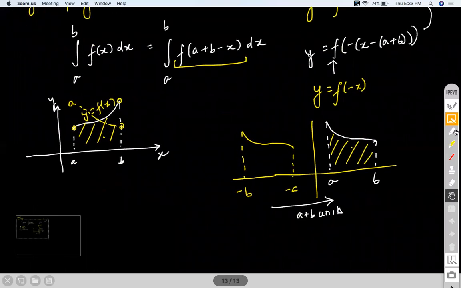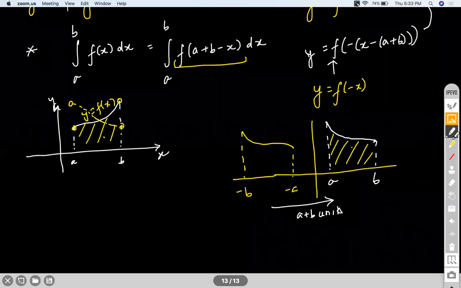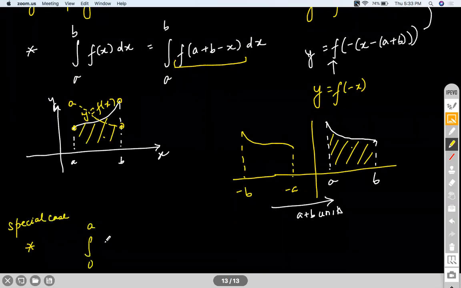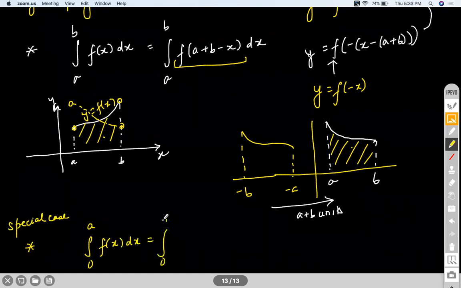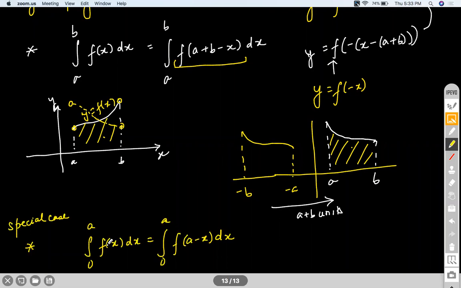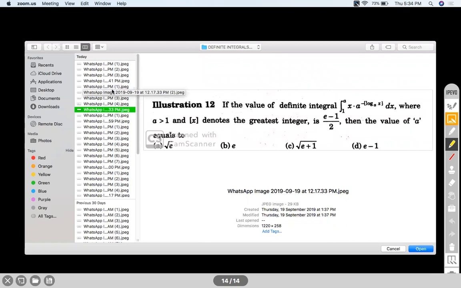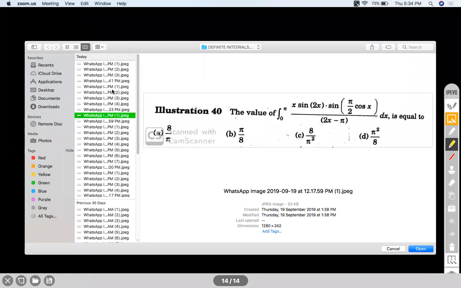Now, a very special case of this property, let me put a star here, is the integral from 0 to a of f of x, which is the integral of f of a minus x from 0 to a. All I've done is I've made a as 0 and b as a. Okay. And this property has come about. Let's take questions on this, because this property is going to be used at so many places. So let's start solving a few questions on them. Let's take this question.